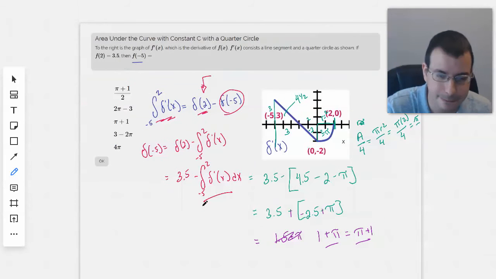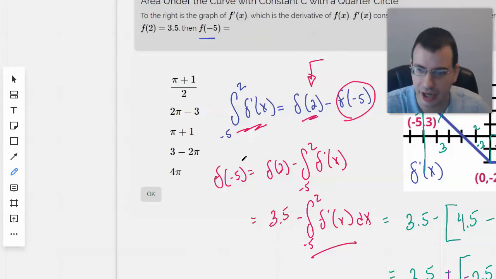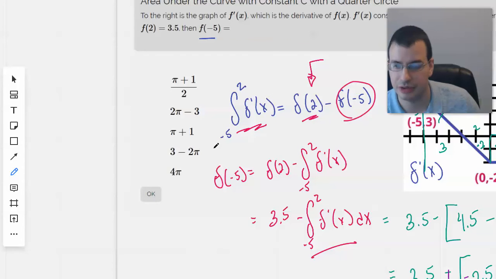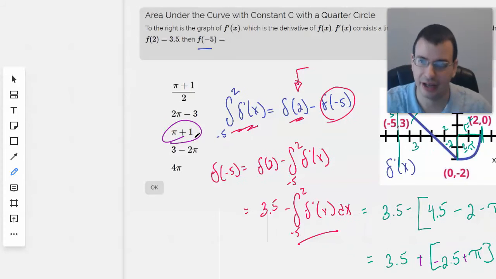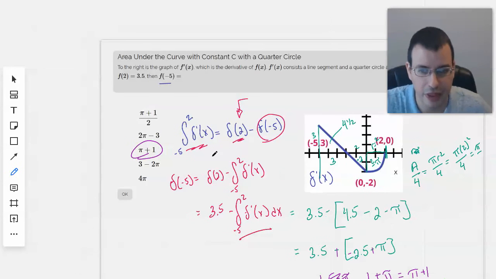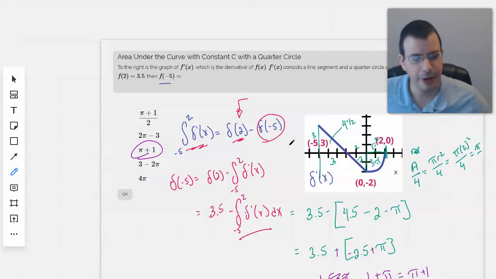Let's see what our possible answers are. Right here, this is it. We have pi plus 1. Yes, so that's how we solve this problem. Kind of a unique setup.